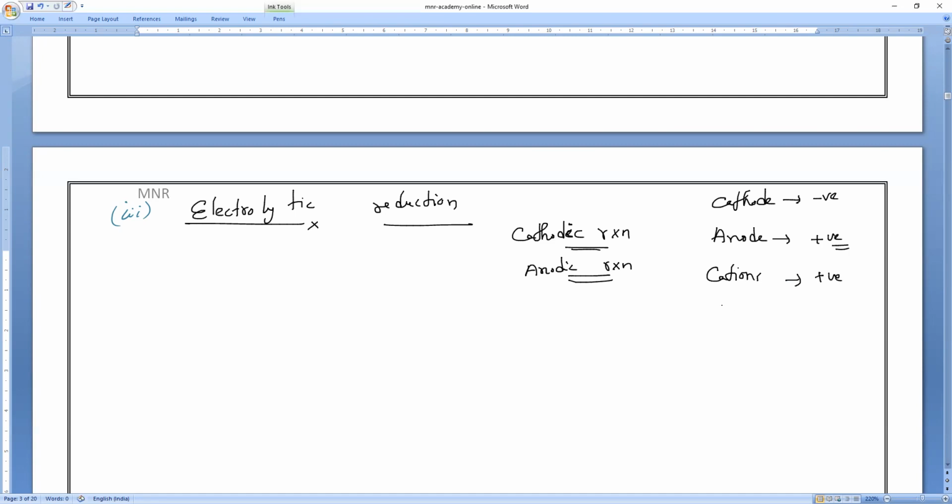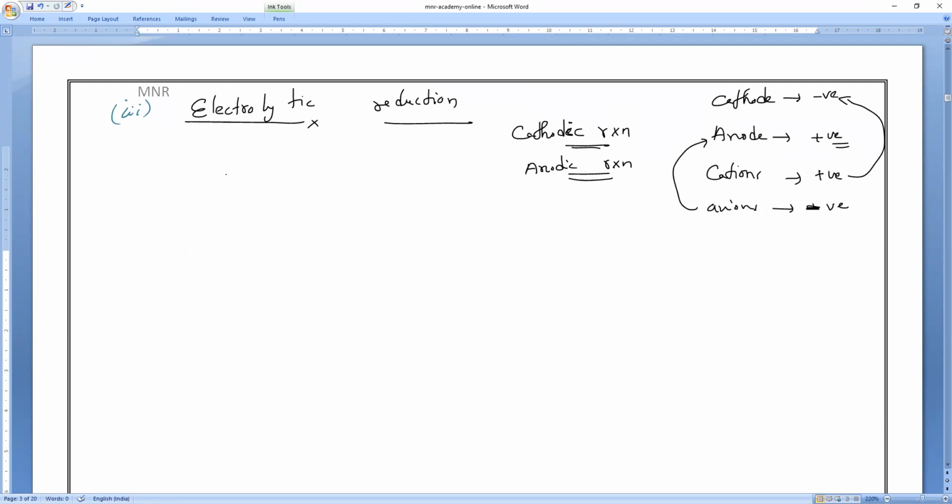Cations are positive charge and anions are negative charge. So anions will always go towards the anode. Cations will go towards the cathode. So electrolysis reduction is applied for all the highly reactive metal oxides and halides.